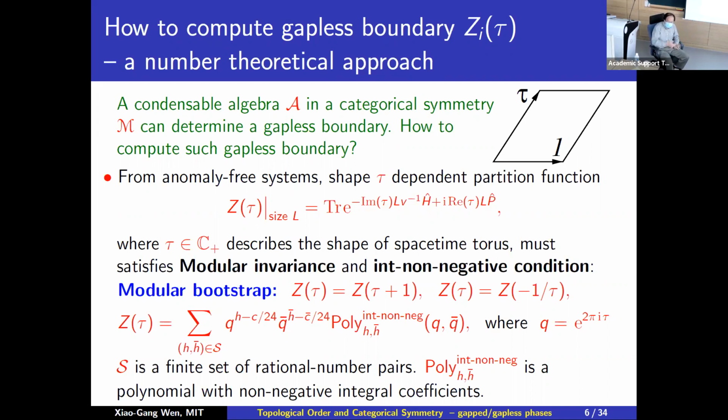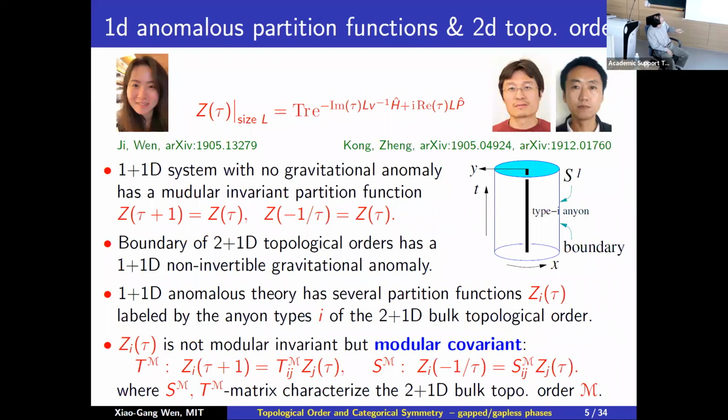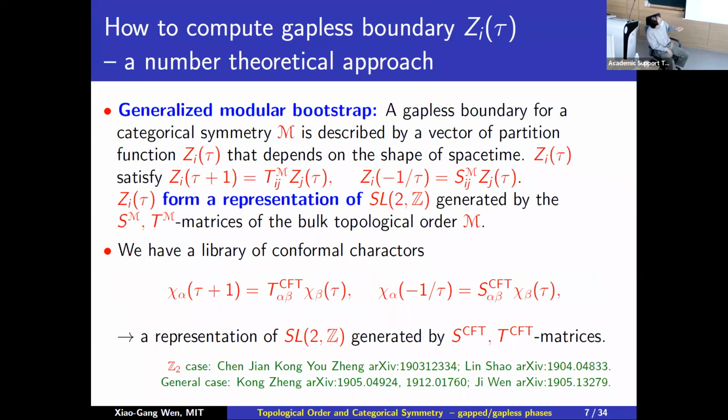And actually, people here are working in this direction. Maybe one can find out whether some approach with more of a number theoretical flavor can really solve the critical theory problem. So I'm kind of promoting this approach. For the generalized modular bootstrap, we are just using a covariance condition. So it's not invariant, we're just using a covariant condition.